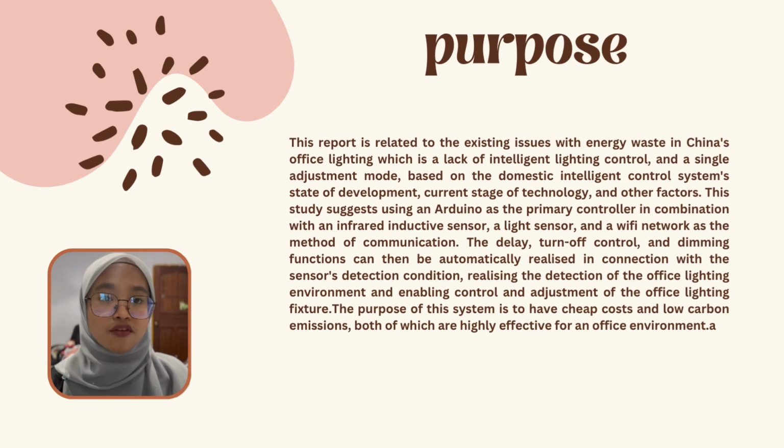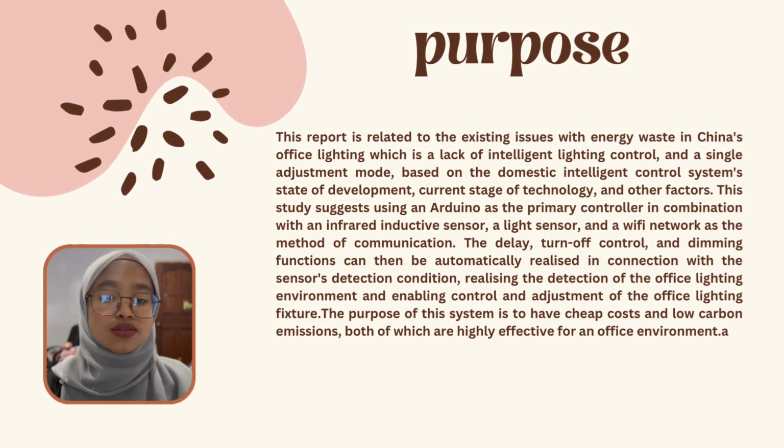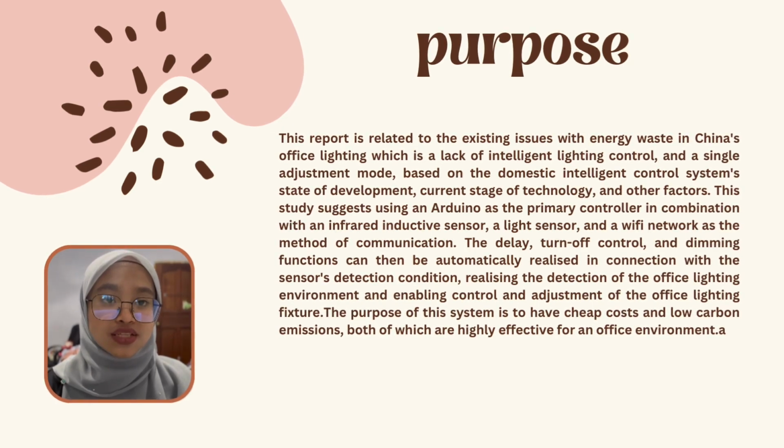Purpose: design of an office intelligent lighting system based on Arduino. This report is related to the existing issues with energy waste in China's office lighting, which is the lack of intelligent lighting control and single adjustment mode, based on the domestic intelligent control system stage of development, current stage of technologies, and other factors. This study suggests using an Arduino as the primary controller in combination with an infrared inductive sensor, a light sensor, and a Wi-Fi network as the method of communication.